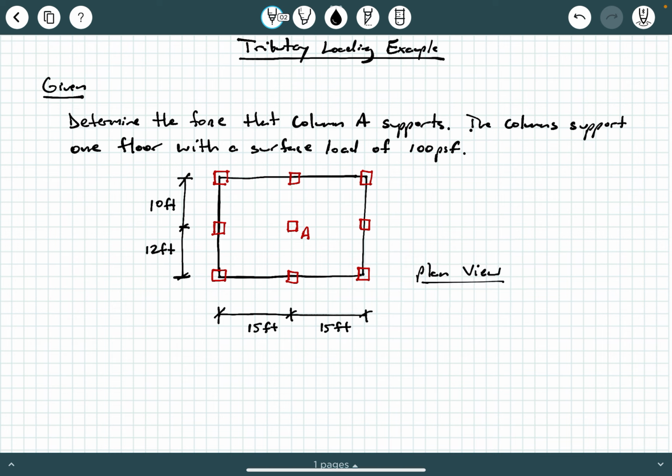All right, now where is this 100 PSF? We've got to visualize things first. The 100 PSF is going into the screen, okay? If this is a plan view, that means you're looking down on the slab. So that 100 PSF shows up as a little vector surface load going into the screen. Now, those columns are going to be supporting different portions of that 100 PSF slab.